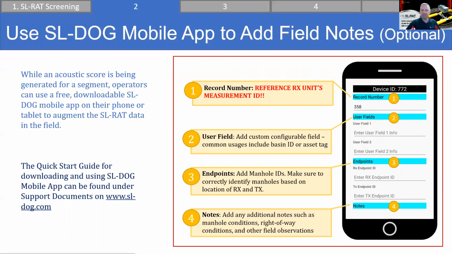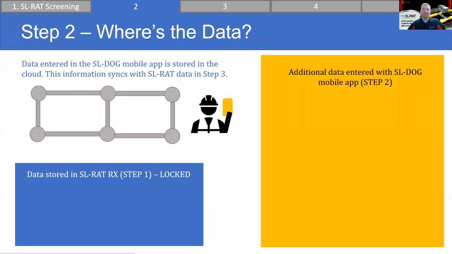It's very simple to use and allows for entering of manhole IDs, pipe segment IDs, and other information that your organization wants to document. It also provides a free form text notes section where field operators can enter their observations while in the field, such as right-of-way needs to be cleared or manhole chamber shows evidence of I&I, for example. The data entered into the mobile app is stored in the cloud. This information syncs with the SLRAT data in the next step.